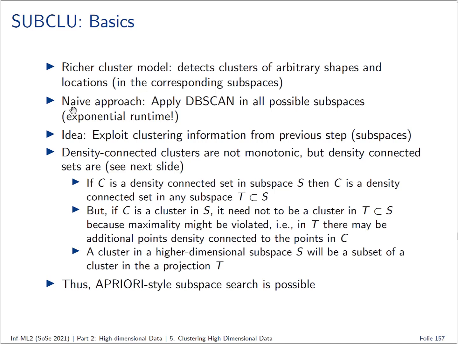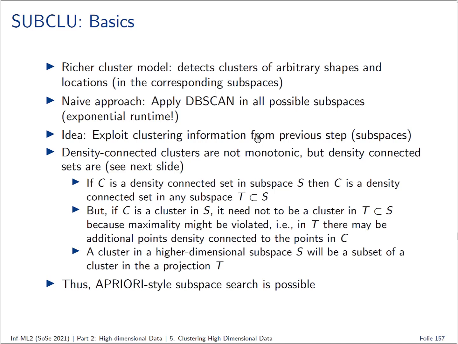And the naive approach, of course, would be to apply DBSCAN in all possible subspaces, which is obviously not a good idea, because then we need to explore an exponential number of those subspaces. So the question is, can we somehow use a branch and bound bottom-up subspace clustering search and use the clustering information from a lower dimensional subspace from a previous step in the bottom-up subspace search, in order to decide whether or not there are potential clusters in the higher dimensional subspaces, like we did with these dense grid cells.